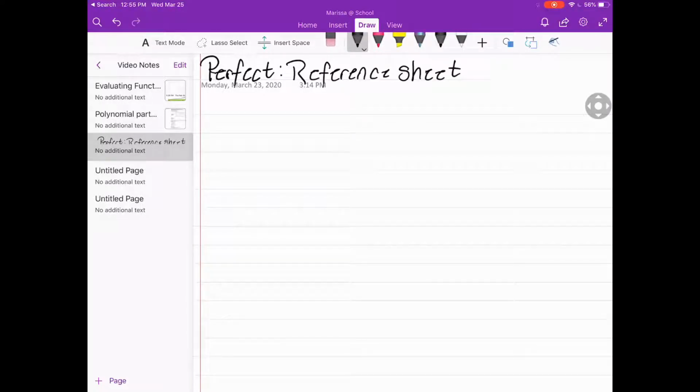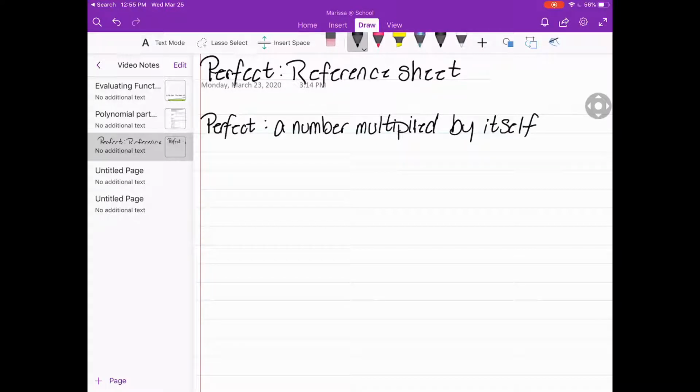So what I mean by a perfect number, so perfect squares, perfect cubes, perfect fourths, fifths, sixths, that just means that I'm taking a number, so the word perfect, I'm taking whatever number it is and I'm multiplying it by itself that many times. So it's just a number multiplied by itself.